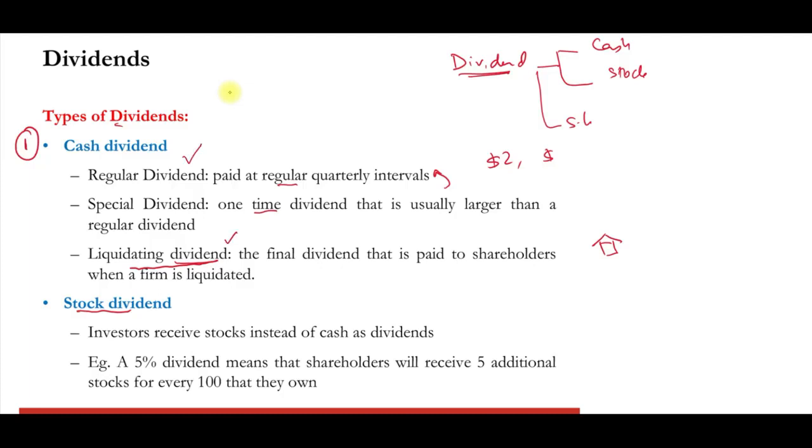For a stock dividend, we are not paying them $1 or $2, we are paying them stock. For instance, this individual has one stock already.